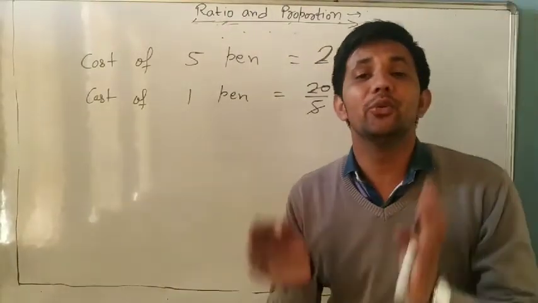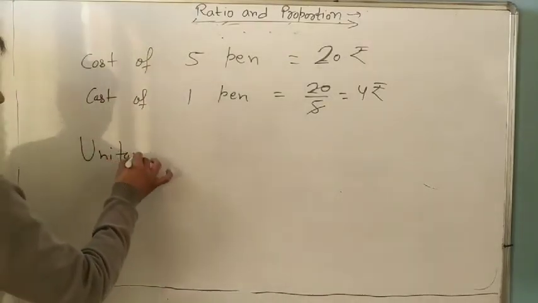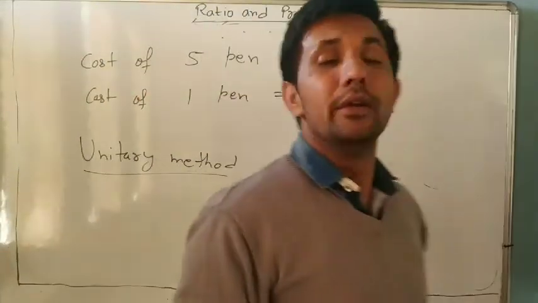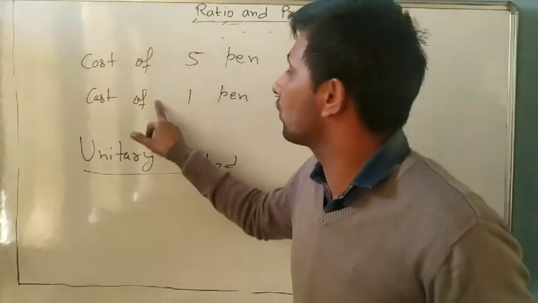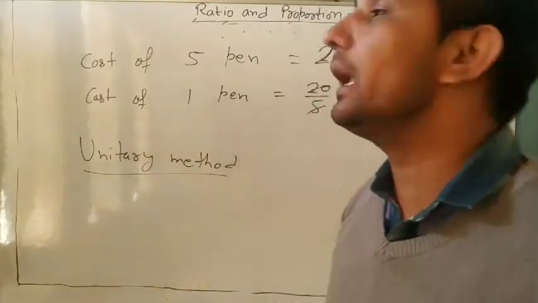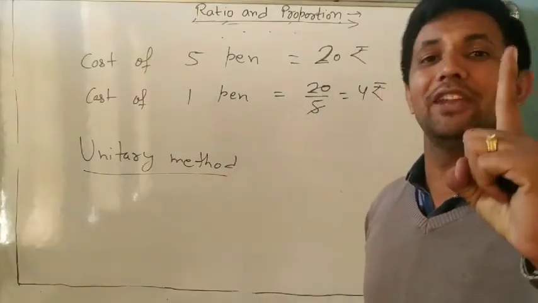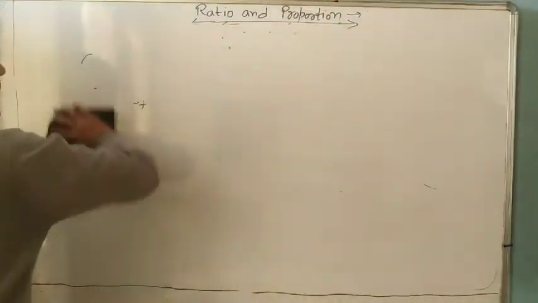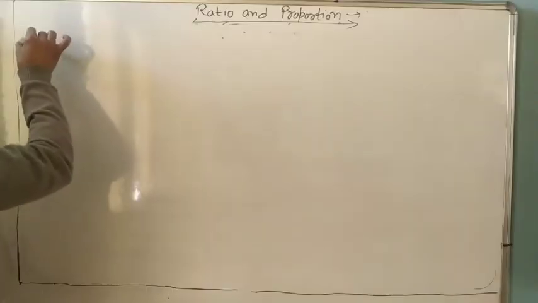What is unitary? Uni means 1. So if we first find the value of one item or one thing, it is called the unitary method. In any question, if we first find the value of 1 unit, it is called the unitary method. So note it down. It is very, very important. A question based on the unitary method will definitely come.